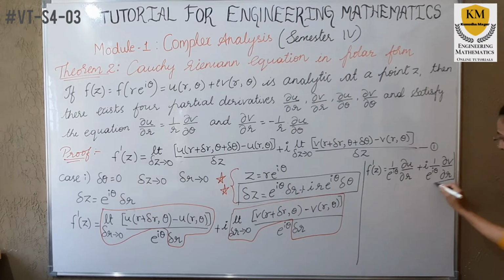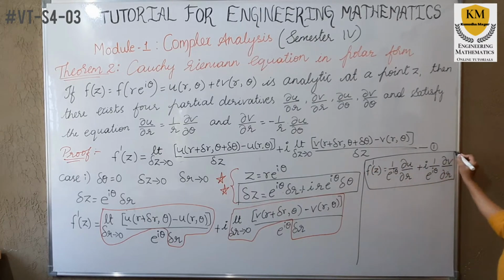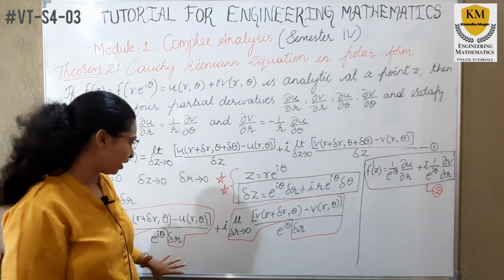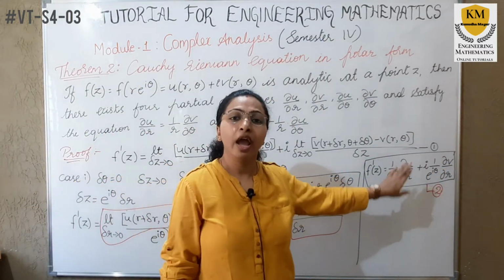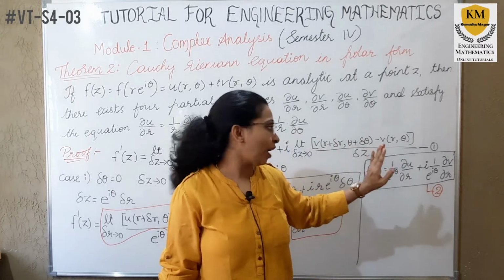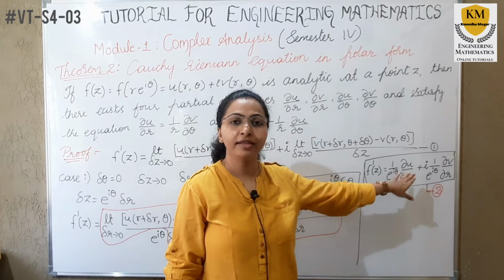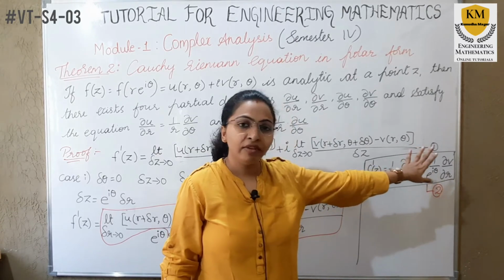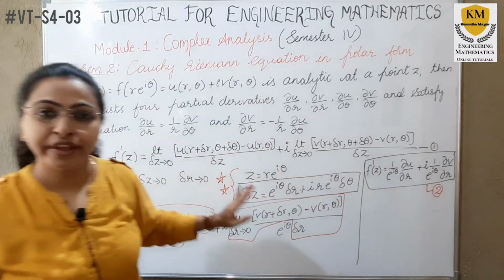This is a very important final step. Let me consider this as equation number 2. So this is the end of case 1. At the end of case 1, I have received f dash of z is equal to 1 divided by e to the power of i theta del u by del r plus i into 1 divided by e to the power i theta into del v by del r. This is the final step of case 1.